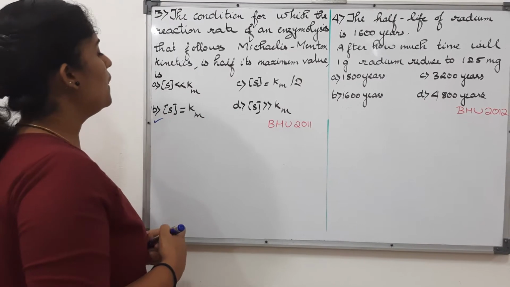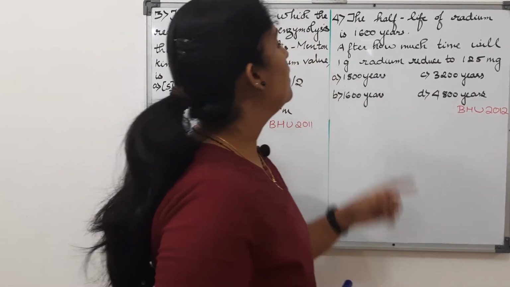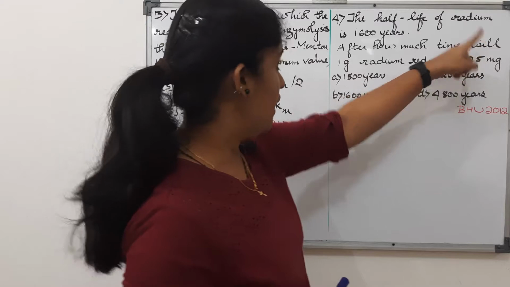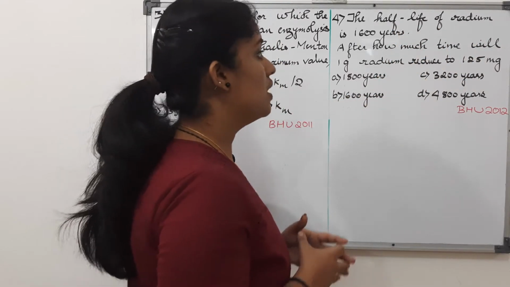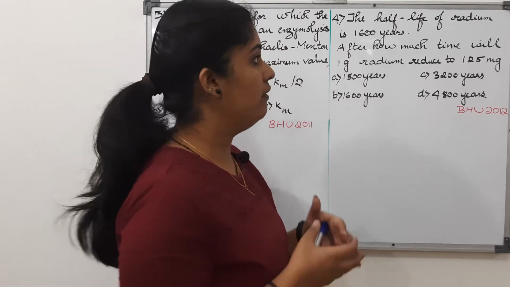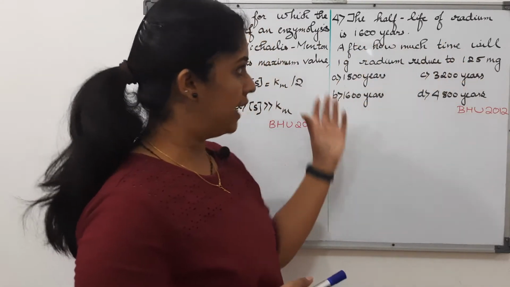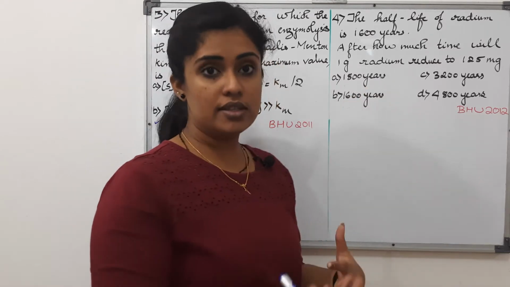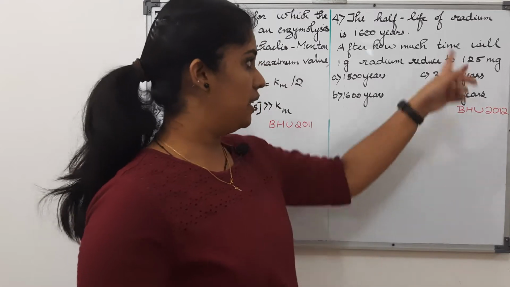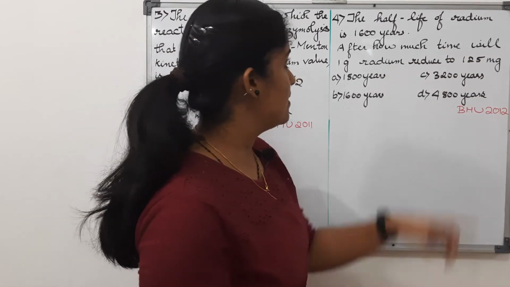Clear? Now, if you move to the 4th question, that is from BHU 2012: the half-life of radium is 1600 years. After how much time will 1 gram of radium reduce to 125 mg? So they have given an initial concentration, they have given a final concentration, and they want to know the time that is required for this conversion of radium from the initial to the final concentration. And the extra thing that they have given is the half-life.